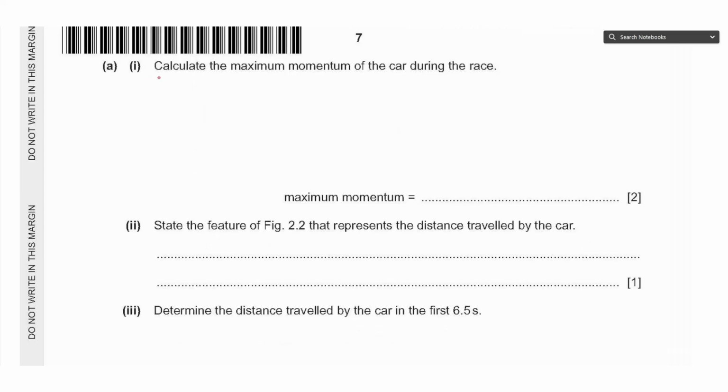Part A(i) says calculate the maximum momentum of the car during the race. So momentum is equal to mass multiplied by velocity. The mass of the car was given at the start of the question, 1,400 kilograms, and the maximum speed was given as 130 at the end of the last page. That gives an answer of 1.82 times 10 to the power of 5, and the unit for momentum is kilogram meters per second or newton second.